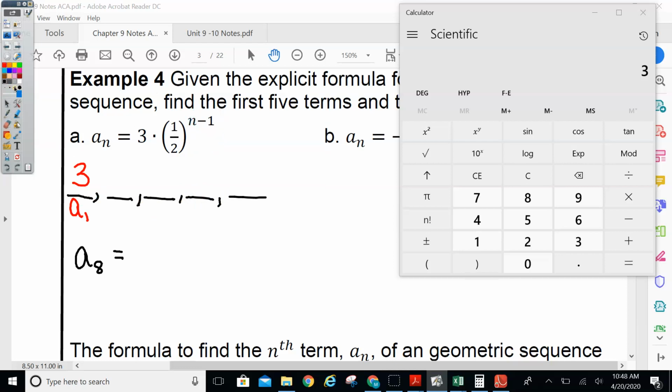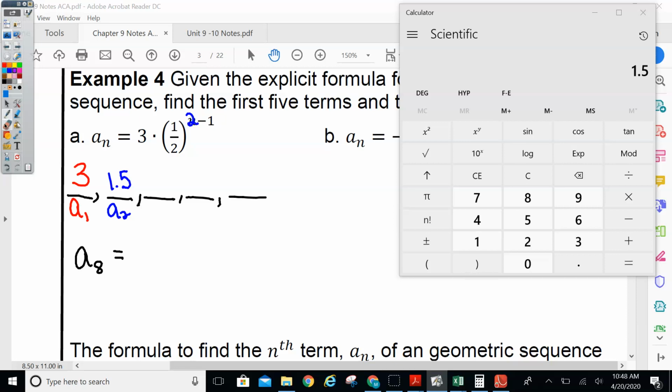Okay, so now for the next one, we're going to plug in 2. So 2 minus 1. So we're going to do 1/2 again. 1 divided by 2 to the exponent 1 power is a 1/2. I'm going to do times 3 because that's in the front. So here I get 1.5. So A2 is 1.5.